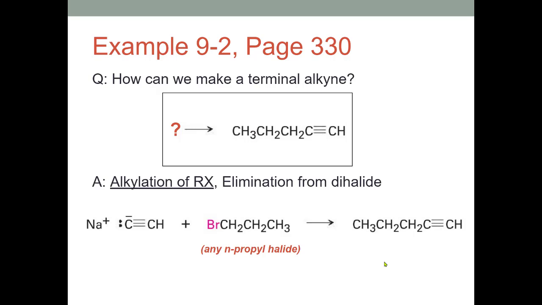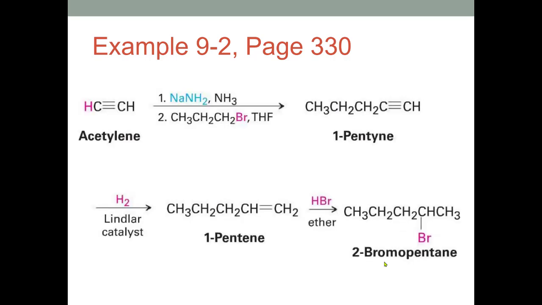So my overall scheme looks like this. I need to start with my 2-carbon acetylene, treat it with sodium amide to produce the anion, and then react it with a 3-carbon alkyl halide that extends my carbon chain by 3. Then that needs to be partially reduced. I could use either of my partial reductions to get the terminal alkene, and then treatment with HBr gives me my desired product.